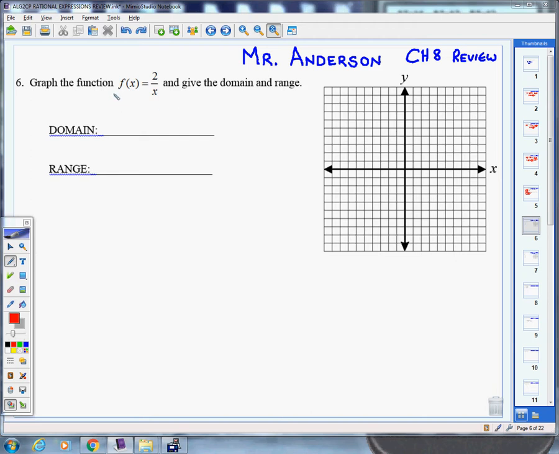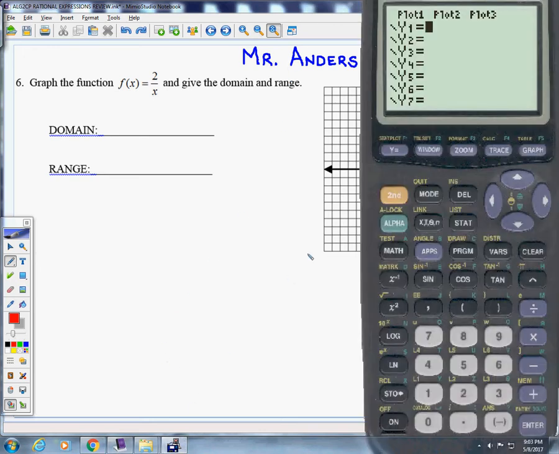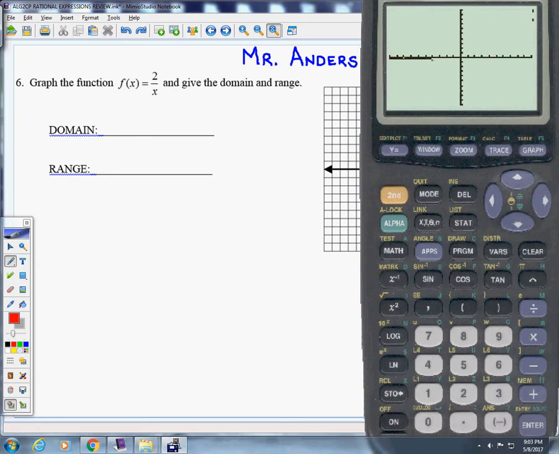I want to take a look at problem number 6. We're to graph the function f of x equals 2 over x and give the domain and the range. First, I want to take a look at what this function looks like with a graphing calculator. I'll plug this in. We've got f of x equals 2 divided by x. All right, take a look at that graph.